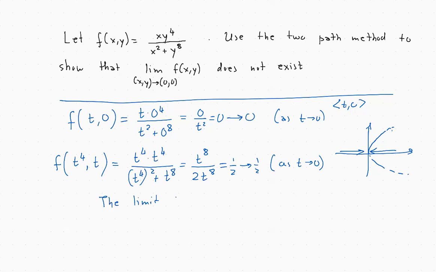When you say by the two-path method, you really summarize, or imply, the fact that you have tried to approach the point along two different paths that give you different outputs, different limiting behaviors. And that's it.